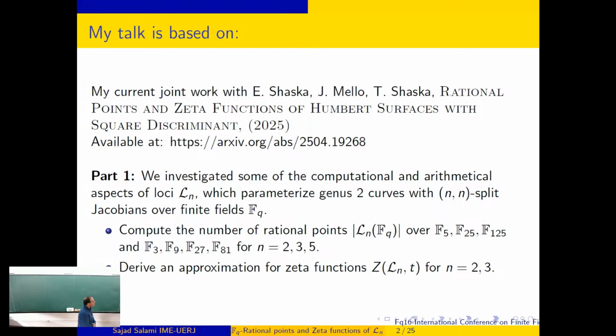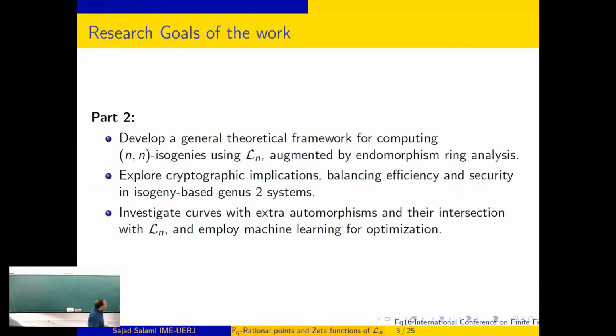The main focus of this paper is divided into two parts. The first part is the mathematical computation on certain hypersurfaces, especially over certain finite fields that are listed here, and then approximating the zeta functions for these hypersurfaces. The second part is to try to use the points of these hypersurfaces to create an isogeny-based Fq system using the Jacobians only. For today, I will only talk about the first part.